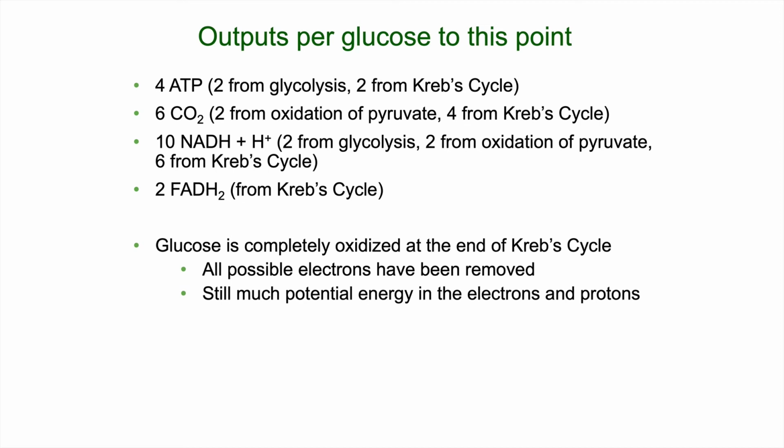Ultimately, I've reduced 10 NADs to NADH plus H+: 2 from glycolysis, 2 from the oxidation of pyruvate, and 6 from the Krebs. I also have 2 molecules of FADH2 that I got by reducing 2 FADs. Okay, so at this point, I've completely oxidized my glucose and it's gone. And I've removed as many electrons and protons as I could from my initial glucose. But there's still a lot of potential energy in those electrons and protons, and that's what I want to try to recover next.